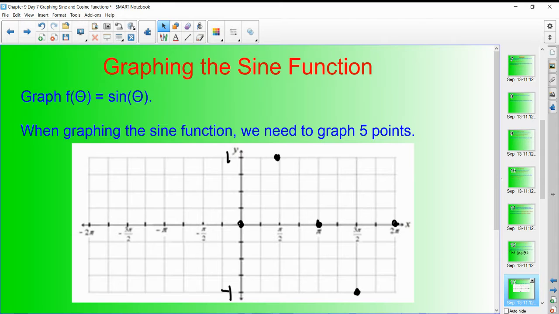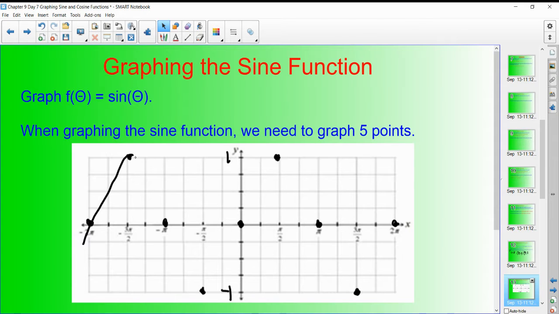And we can go backwards. So negative pi over 2 is at the bottom of the circle, and then negative pi is back at the middle, and negative 3 pi over 2 is at the top, and negative 2 pi is at the starting point again. And we put a nice smooth curve through it.